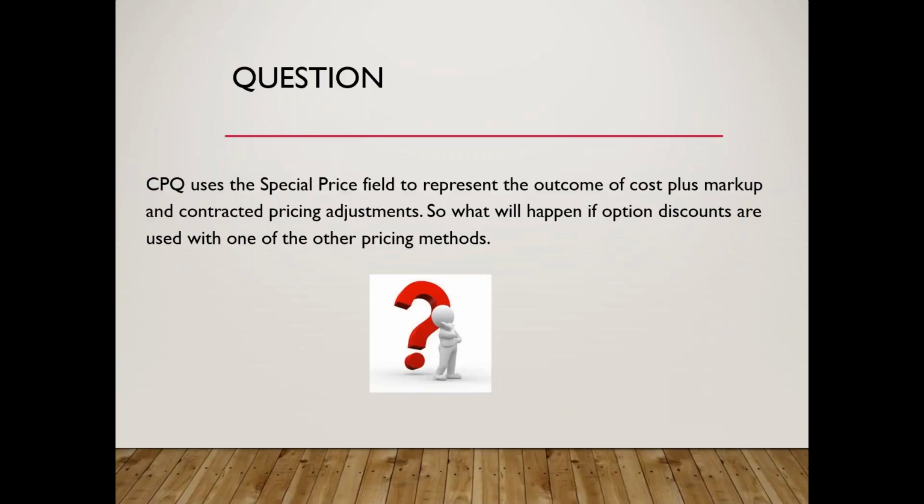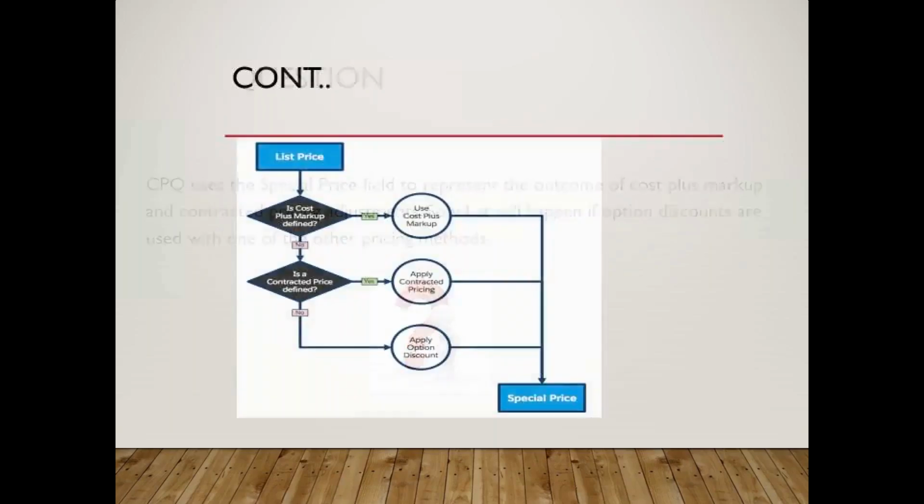What I am trying to ask now: CPQ uses the special price field to represent the outcome of cost plus markup and contract pricing adjustment. So what will happen if option discounts are used with one of the other pricing methods? Nutan asked the same question, right? What will happen if I have option discount with contracted pricing or cost plus markup? And the answer is we already discussed. Option discount takes the lower precedence. Cost plus markup will take higher precedence, then contracted, and if nothing is there, then and only then will option discount be applied on your special price.